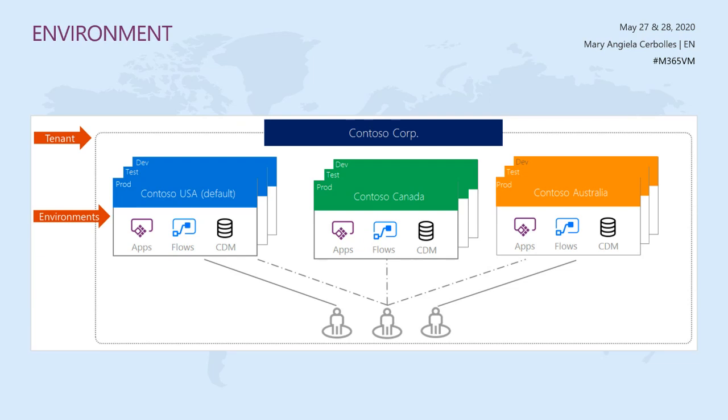The application that you build is bound to the same environment, for example, your gateway, flows, or Common Data Service database. So for example, if you create a database in your development environment, this database cannot be used in your test environment. So you need to strategize your environment. How are you going to do it?